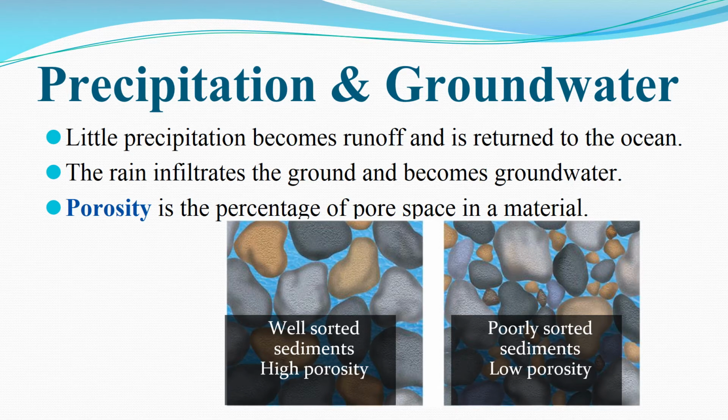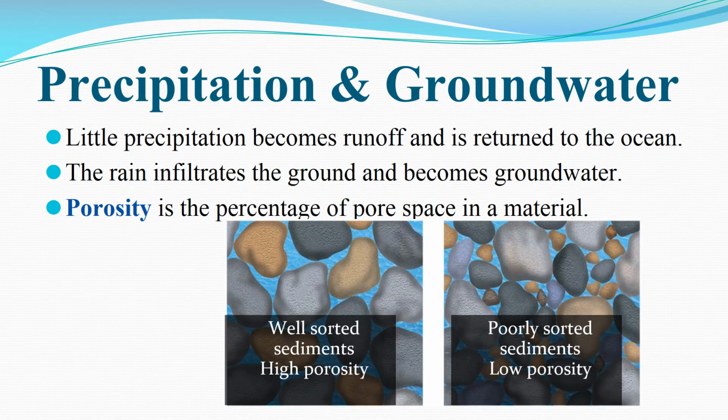Precipitation and groundwater. So, because we already know the water cycle, we know that precipitation is rain, hail, sleet, snow. Anything that falls from those clouds is precipitation. But little precipitation becomes runoff and is returned to the ocean. The rain infiltrates the ground and becomes groundwater.